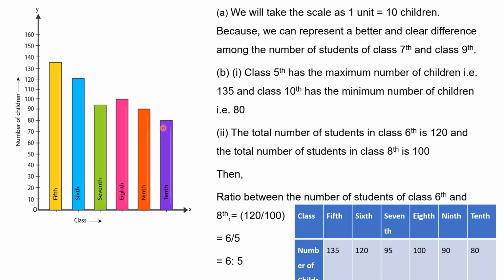So find the ratio of students of class 6th to students of class 8th. 6th is 120, 8th is 100. When we cancel, 6:5 is the ratio between students of 6th and 8th. I hope this one is clear for you.